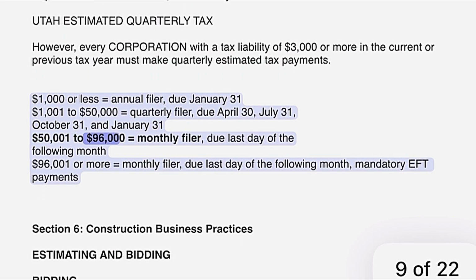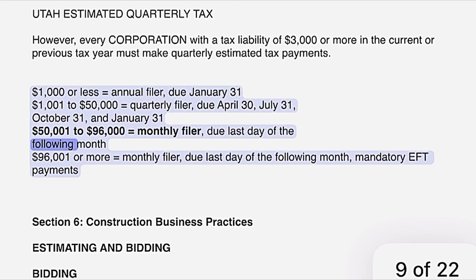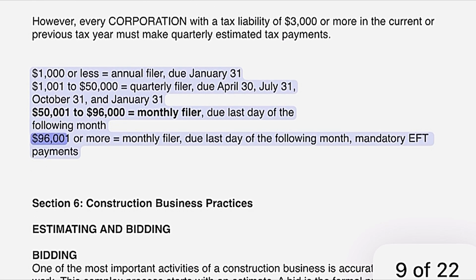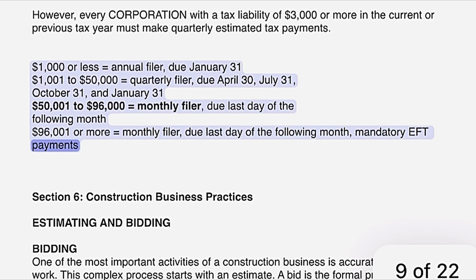$50,001 to $96,000 equals monthly filer, due the last day of the following month. $96,001 or more equals monthly filer, due the last day of the following month, with mandatory EFT payments.